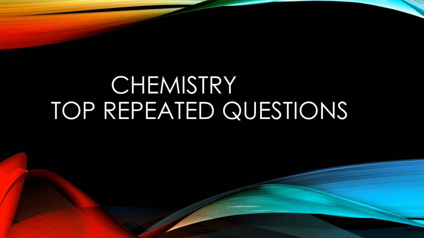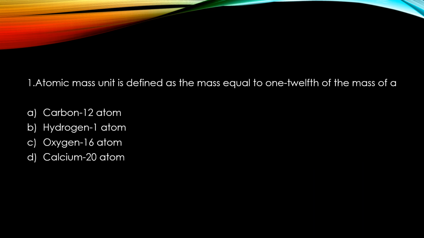Chemistry top repeated questions. Atomic mass unit is defined as the mass equal to 1/12 of the mass of a: carbon 12 atom, hydrogen 1 atom, oxygen 16 atom, or calcium 20 atom. And the answer is carbon 12 atom.